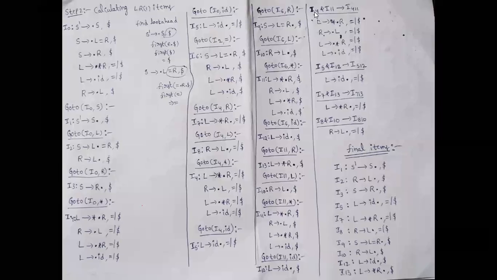Already we have combined I4 and I11 into I411, I5 and I12 into I512, I7 and I13 into I713, and I8 and I10 into I810. Okay. So how many final items? These are the final items in calculating LR of 0 items. So the final items are I1, I2, I3, I5, I7, I8, I9, I10, I12, I13. So these are the final items.